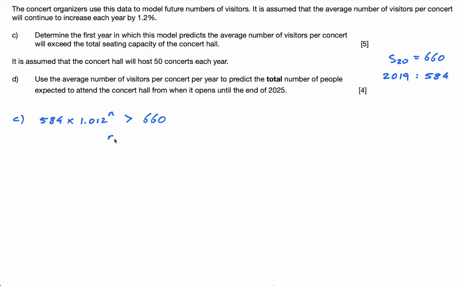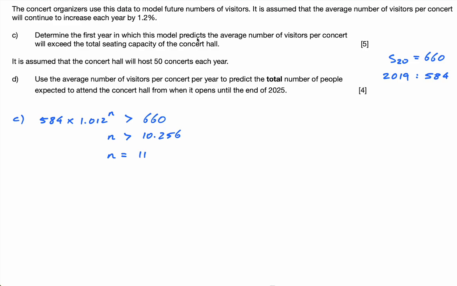This gives me 10.256. So that means n has to be greater than 10.256. But n is an integer because we're talking about the first year, the second year, the first term, the second term. Therefore, n has to be equal to 11. So when n is 10, it's going to be less than 660, and when n is 11, it's going to be greater than 660.